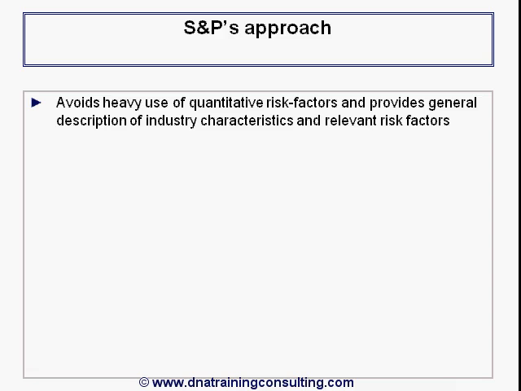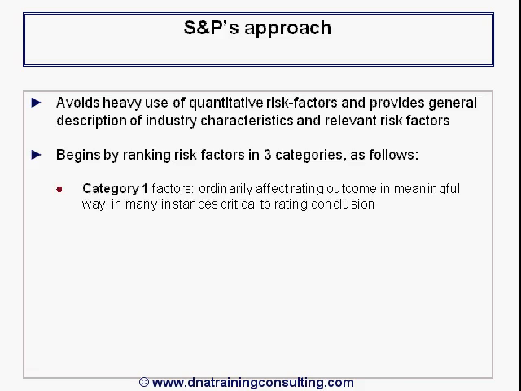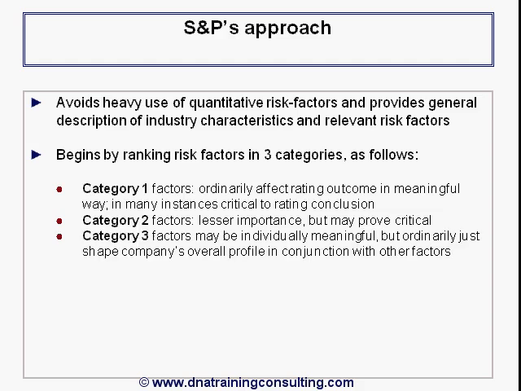S&P begins by ranking risk factors in 3 categories as follows. Category 1 factors are those that ordinarily affect the rating outcome in a meaningful way and in many instances are critical to S&P's rating conclusion. Category 2 factors are of lesser importance, but they may in some instances prove critical. And Category 3 factors may be individually meaningful in a few instances, but ordinarily just shape the company's overall profile in conjunction with the other factors.